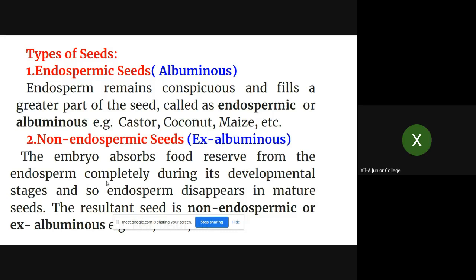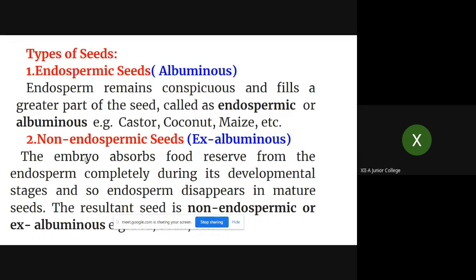So that seed where endosperm is still remains, it is not totally utilized. So that is what is called an endospermic seed. I showed you in the diagram of maize, right? So that is also called an albuminous type of seed: endospermic or albuminous seeds.